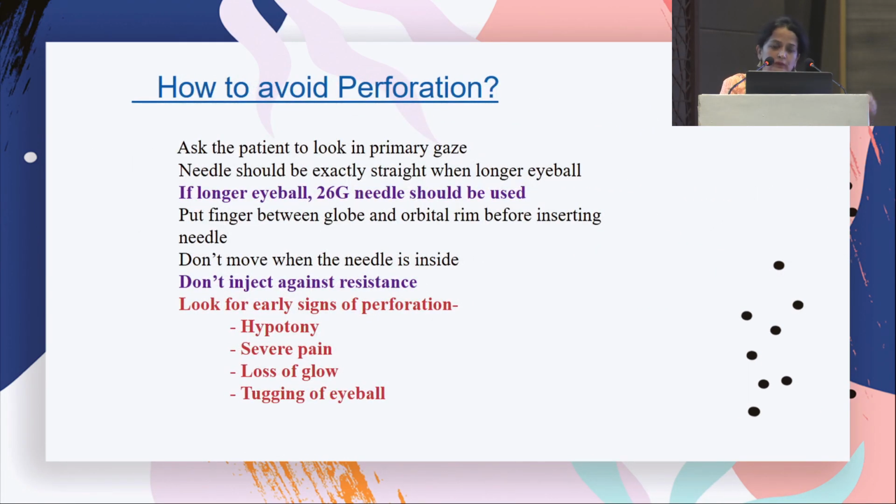So in order to avoid this complication, we have to ask the patient to look in the primary gaze. The needle should be straight. In longer eyes, we should first check the biometry readings, the axial length of the eye. If it's longer, we should prefer to use a 26 gauge needle. We should try to make space between the orbital rim and the globe, and we shouldn't move when the needle is inside. And if you ever feel resistance while injecting the local anesthetic, then you should stop right there.